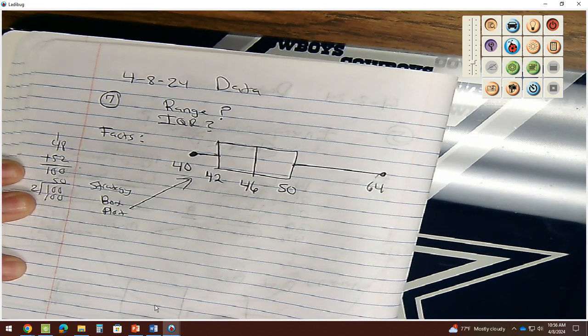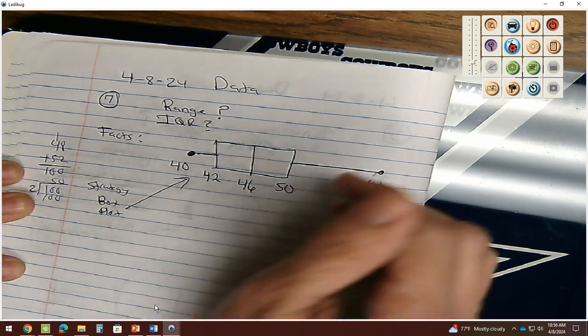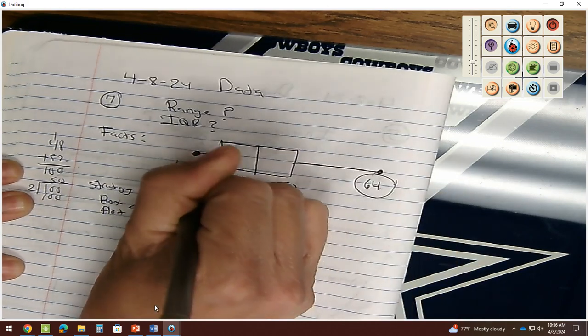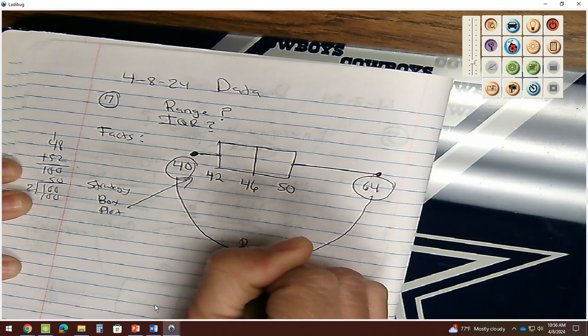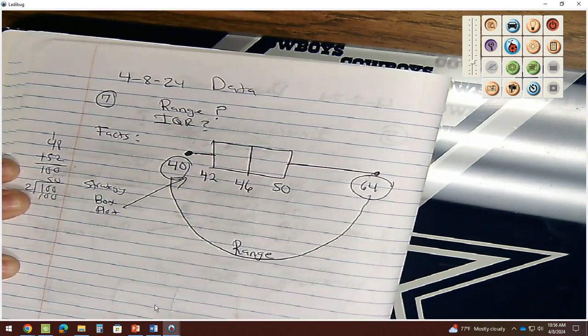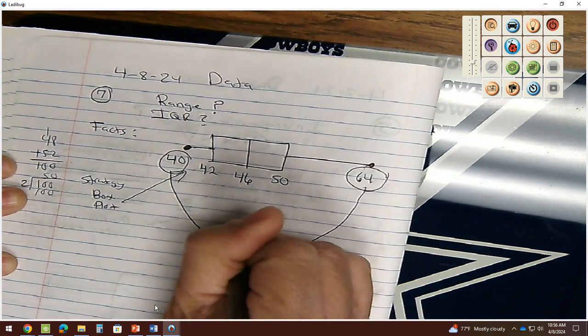50? Is she correct? No. Okay. Christian, what two numbers do I need for range? 64 and 40. Circle it and connect them and put the word range, Angelina, and all the ones that are confused. And what am I going to do with those two? Subtract.